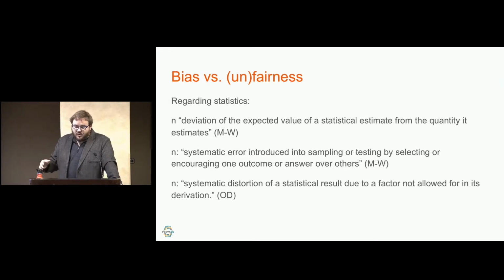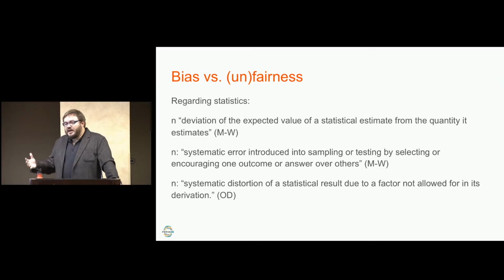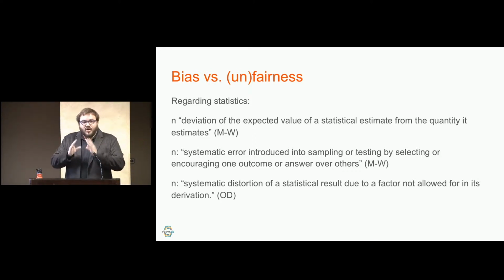In statistics, of course, it means something very different. It means a deviation from the expected value of a statistical estimate, or from the quantity it estimates. It's a systematic error introduced into sampling. I think particularly in the context of building models for machine learning, it's useful to think of bias as the space between model and world, right? There's always space between model and world. That's the nature of models.